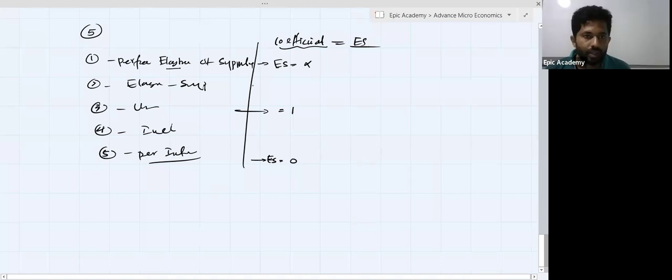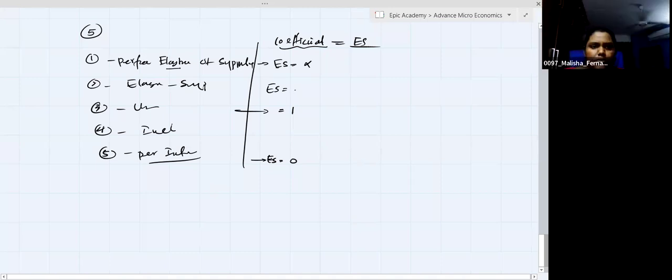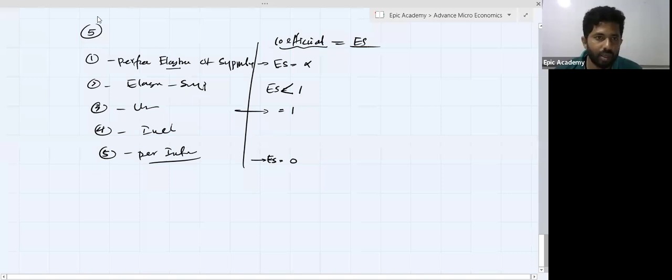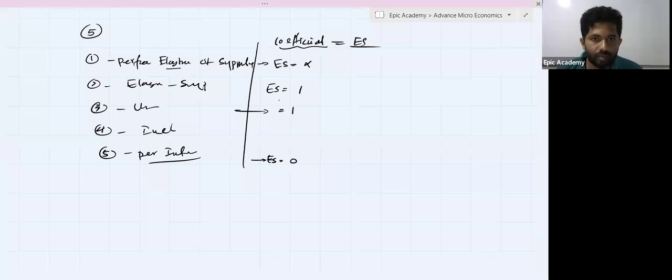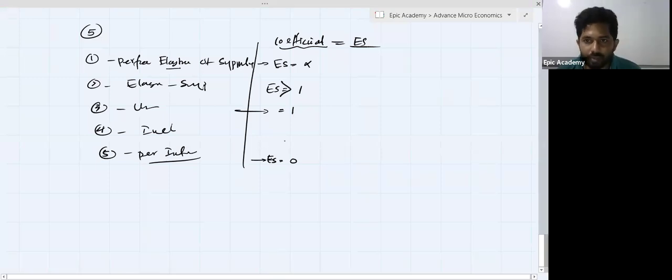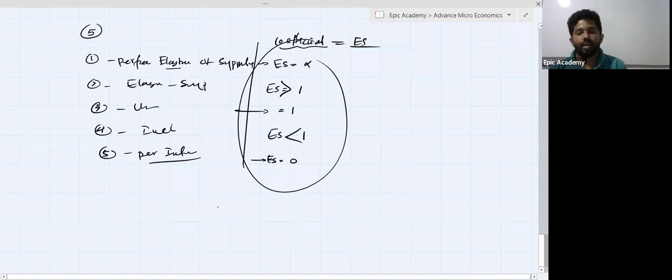Okay. So what happened to the elastic supply? Elastic supply, ES, the value must be more than 1. More than 1. Like that one. Okay. So for inelastic, the ES value must be less than 1. So this is the point where you can identify them.